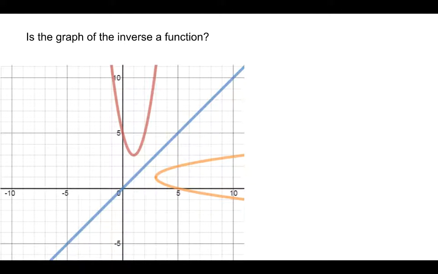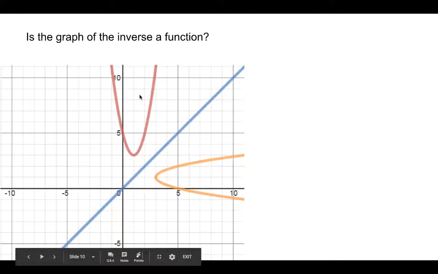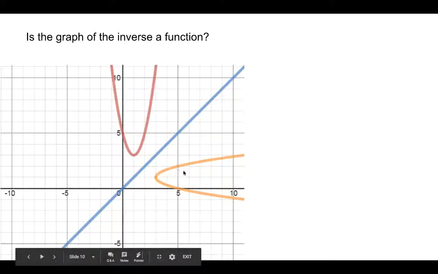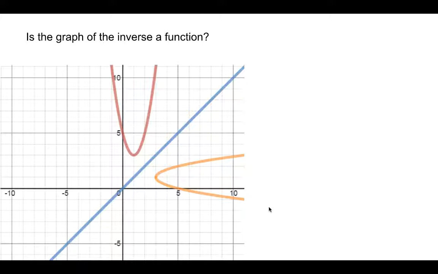Is the graph the inverse a function? You can see the red graph here. The original is a function. We knew it's quadratic, but the double root graph here is actually failing the vertical line test. And this is the reason why we wrote it as y equals and not g inverse equals.